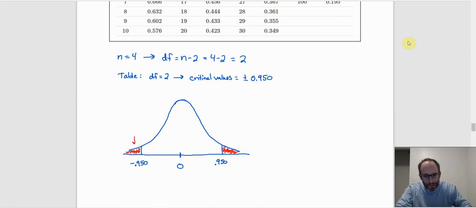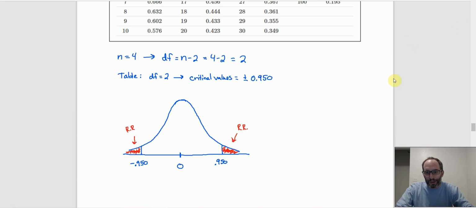All right, so that red part, I'm just gonna say RR for rejection region. So it comes in the 2 pieces like that. All right, so that's what the critical values tell you. It tells you anything past that in either direction. So bigger than positive 0.95 or less than negative 0.95 would be in the rejection region.